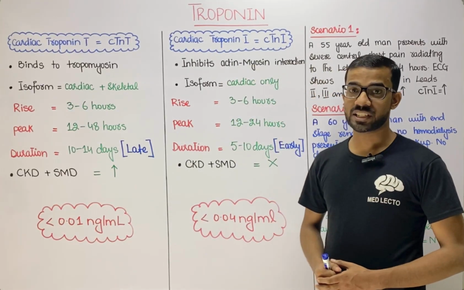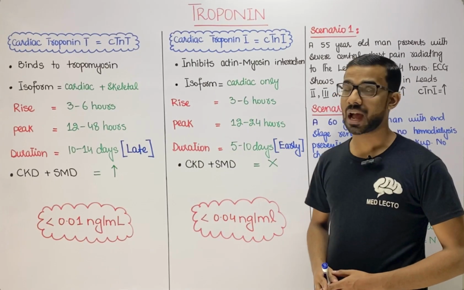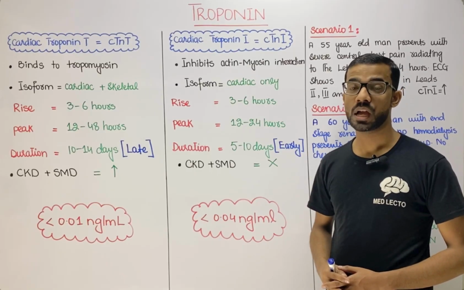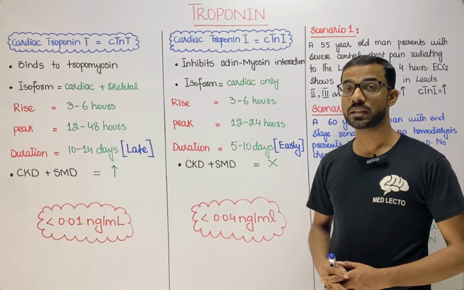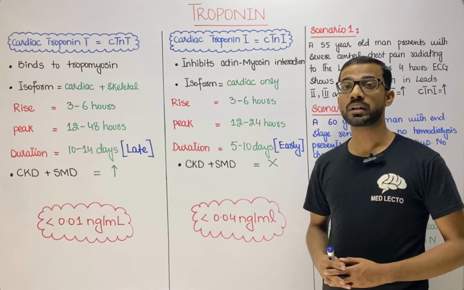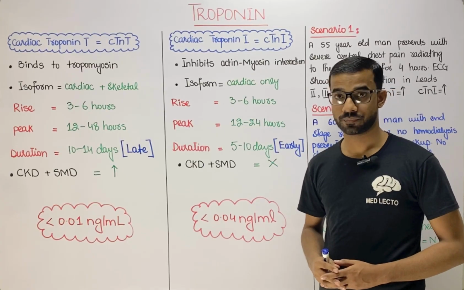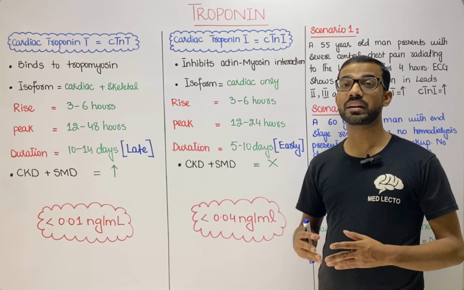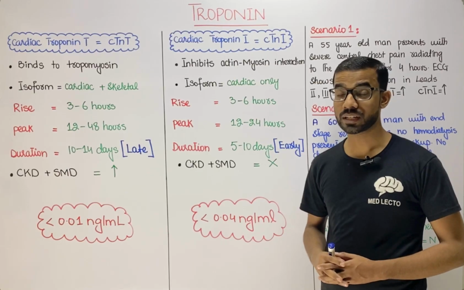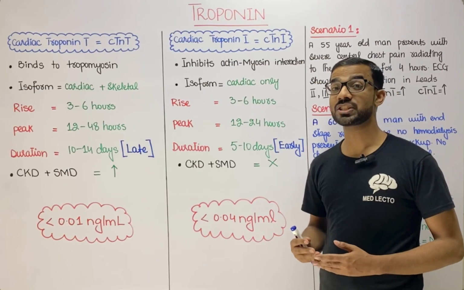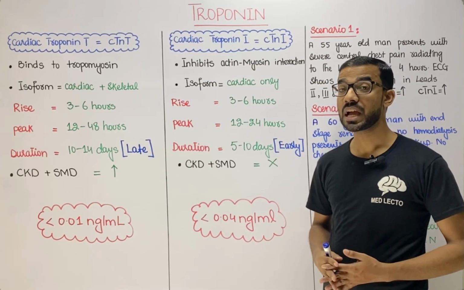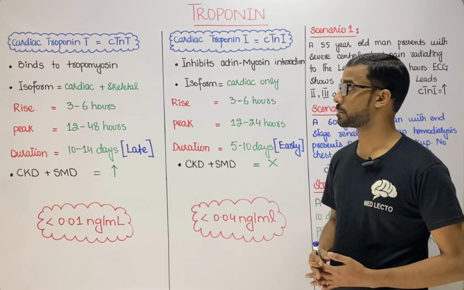Cardiac troponin T is represented by cTnT and cardiac troponin I is represented by cTnI. These are proteins present in the muscles of the heart, that is, cardiac muscles. Whenever the cardiac muscle is damaged, these proteins are released into the blood, and from the blood we can detect them, and as a result, we can check for MI, myocardial infarction. In that case, you will see necrosis of the heart muscles.